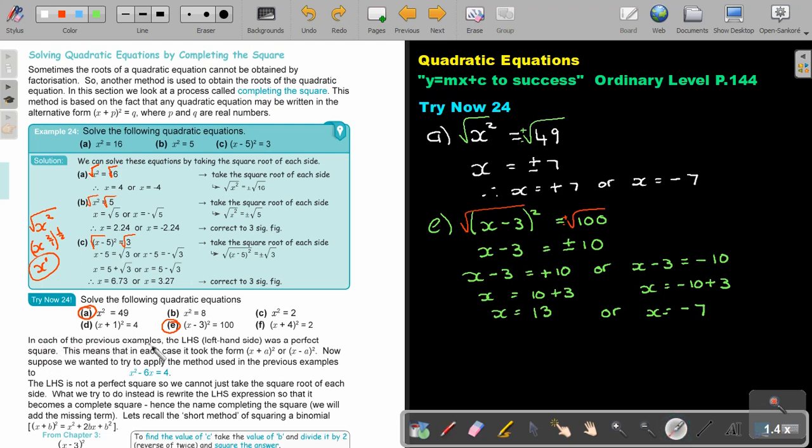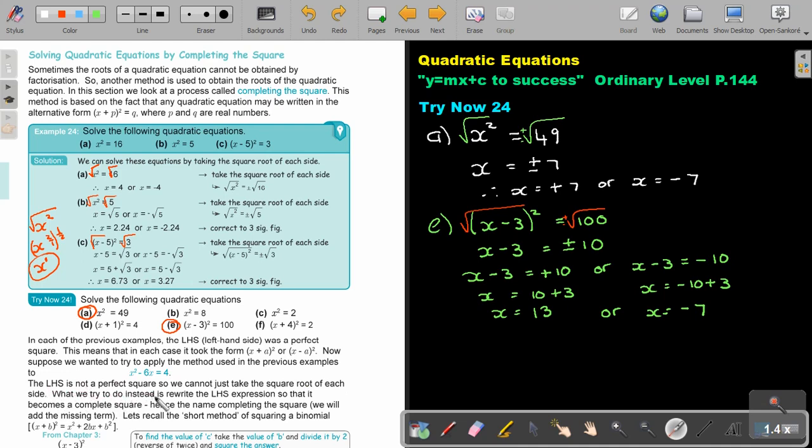In each of the previous examples, the left-hand side was a perfect square. This means that in each case, it took the form (x plus a) squared or (x minus a) squared. Now, suppose we want to apply the method used in the previous examples to this. It's not a perfect square. So the left-hand side is not a perfect square, so we cannot just take the square root of each side.